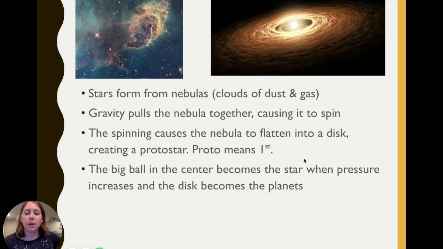Stars form from nebulas. Remember, a nebula is a cloud of dust and gas. This is an example of a nebula in this left-hand picture. A famous example is the Eagle Nebula.